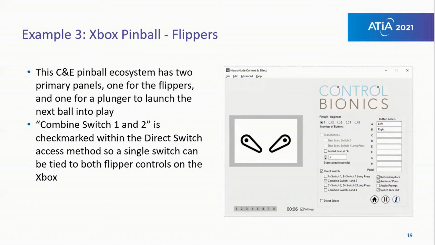And when we're on the flipper display in direct switch, we check mark to combine our switch 1 and 2. And what that does then is it kind of programmatically wires together switch output 1 and 2, and those will go to the Xbox controls for the left and the right flipper, and they will engage at the same time. So a single NeuroNode activation will activate both switch outputs for the left and right flipper at the same time.